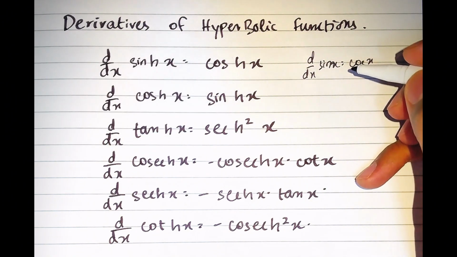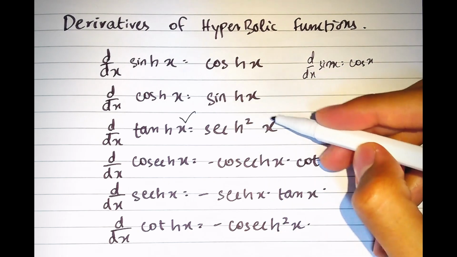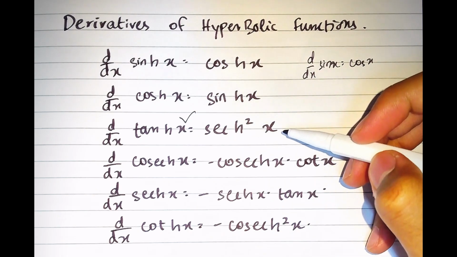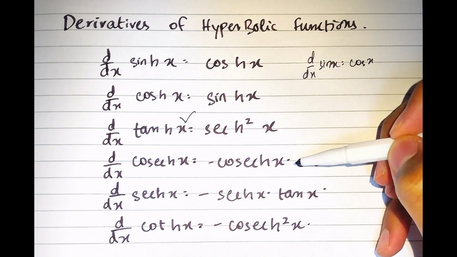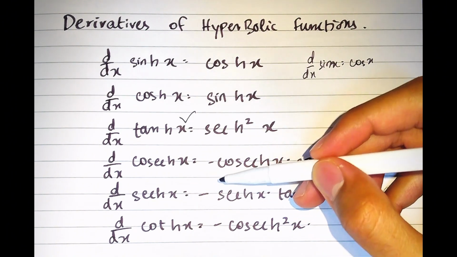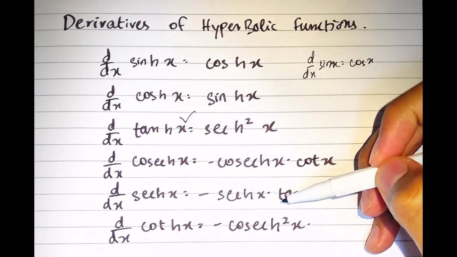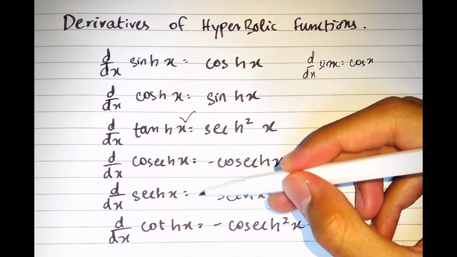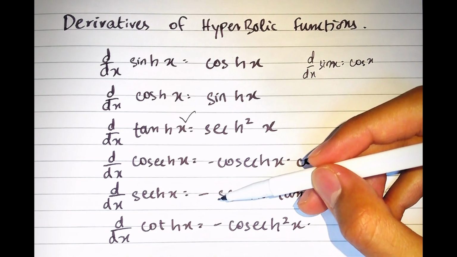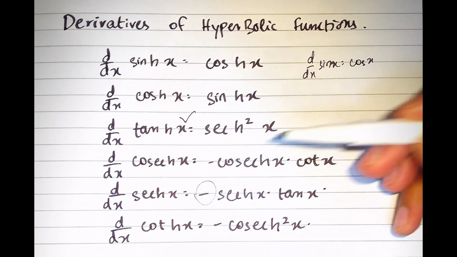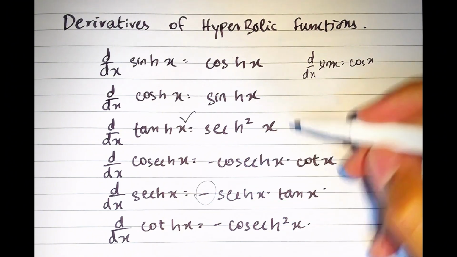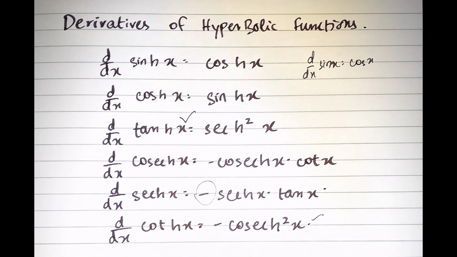The derivative of cosh x would be sinh x, then the derivative of tanh x would be equal to sech squared x. The derivative of csch x would be equal to negative csch x multiplied by coth x. Then the derivative of sech x would be equal to negative sech x times tanh x. I think this is actually very uncommon because in the simple derivatives we were having this thing as positive, but over here we are having it negative. So anyways, the derivative of coth x is equal to negative csch squared x.